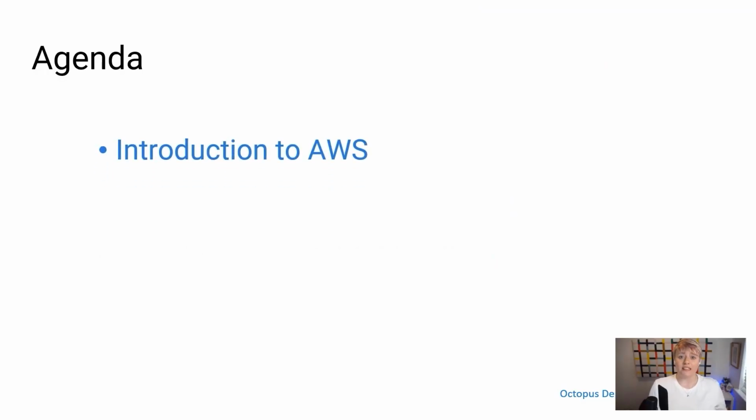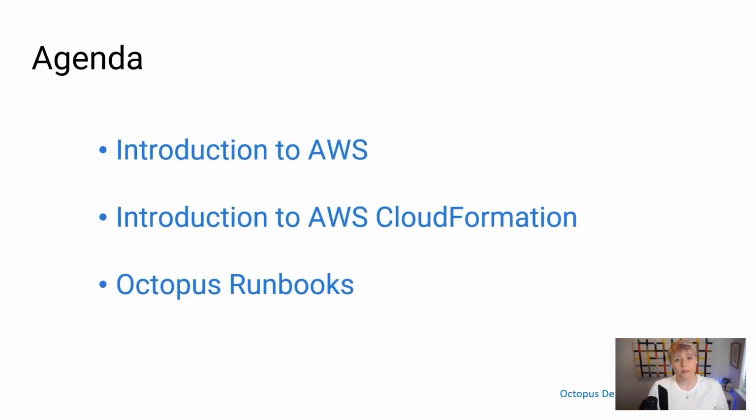So on today's agenda, we're going to cover off a bit of the basics about AWS, just introducing what that is and what that platform is. We'll then start to talk about AWS CloudFormation and where it sits in the infrastructure as code language set and tool set that you may want to use. And then we'll look at how you can actually automate your deployments using Octopus Deploy Runbooks. So this is definitely going to be an introductory webinar, folks, so I hope you enjoy it.